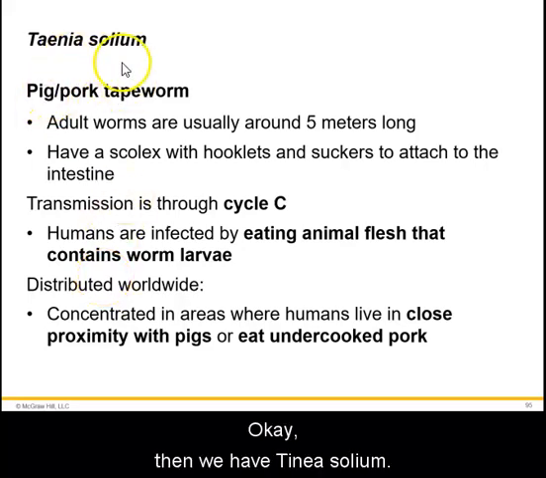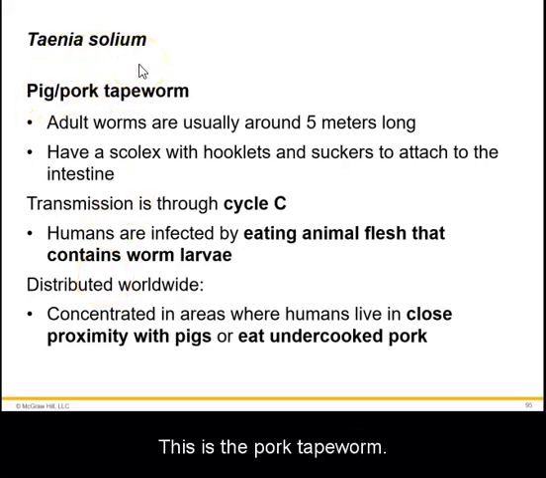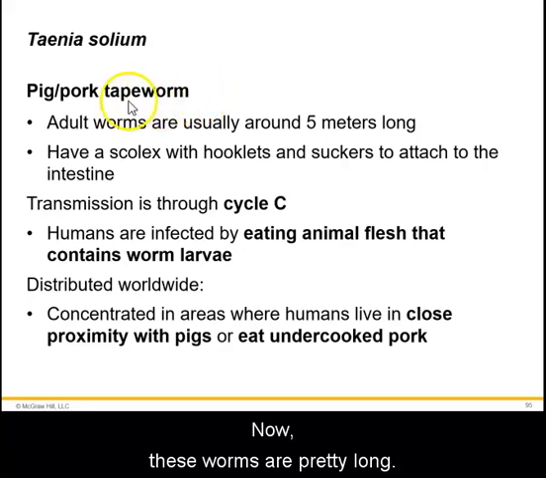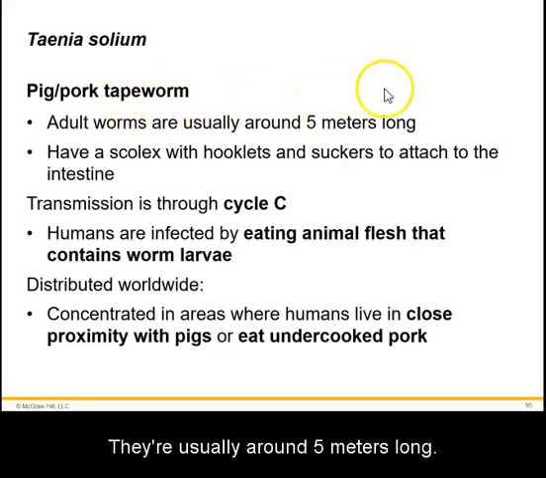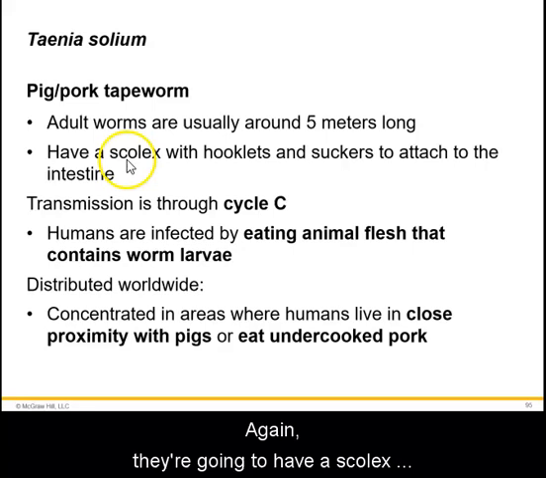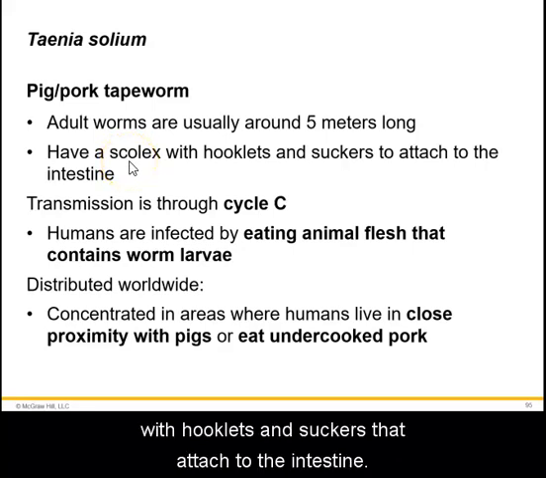Okay, then we have Taenia solium. This is the pork tapeworm. Now these worms are pretty long. They're usually around 5 meters long. Again, they're going to have a scolex with hooklets and suckers that attach to the intestine.